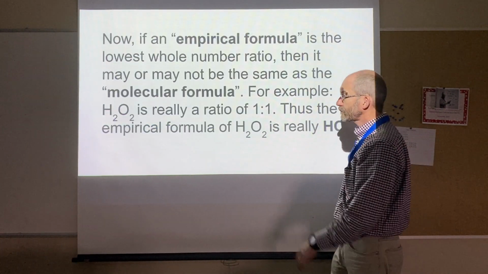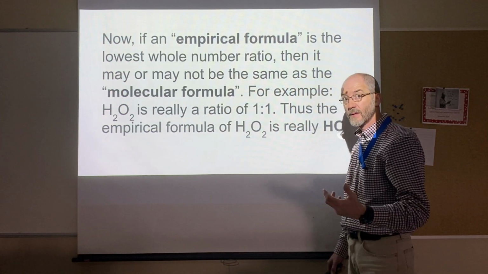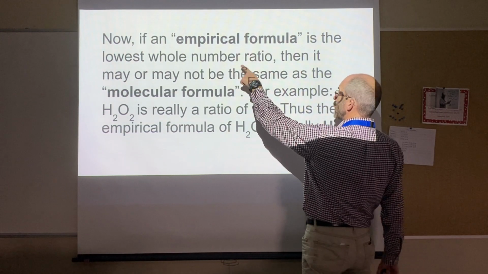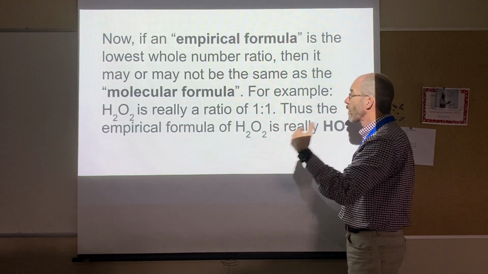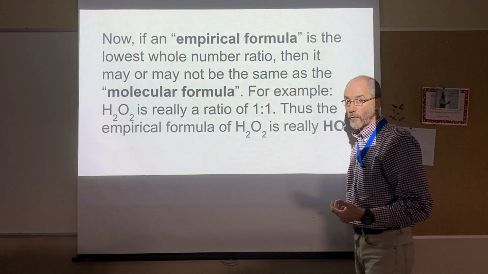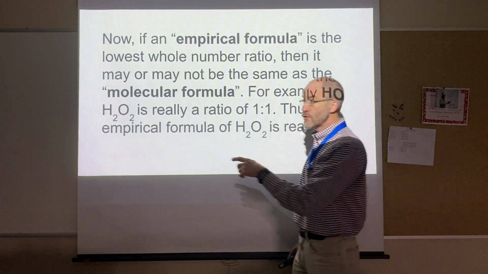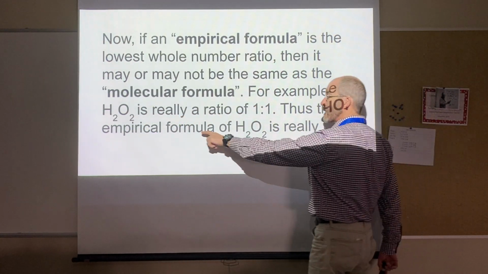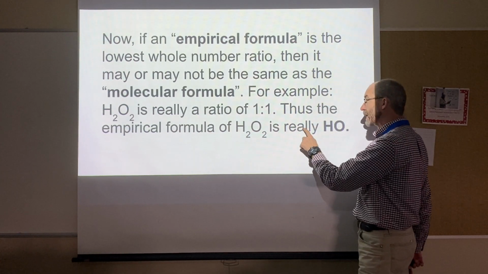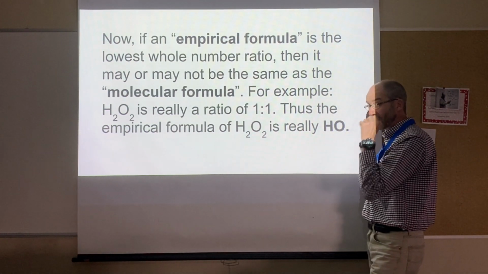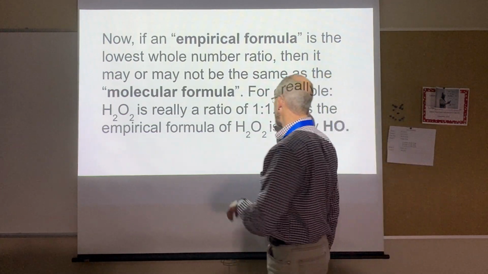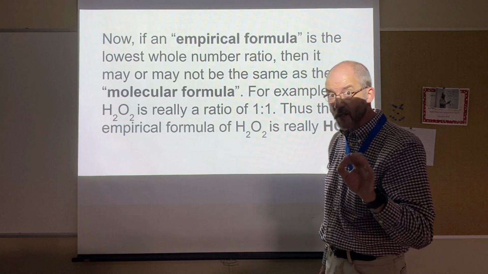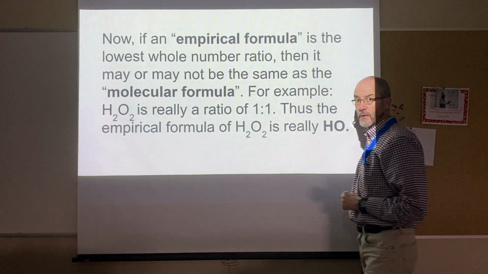All right, now, read this slide with me. Stick with me. Think. You can do it. Now, if an empirical formula is the lowest whole number ratio, then it may or may not be the same as the molecular formula. For example, H2O2 is really a ratio of 1 to 1. Thus, the empirical formula of H2O2 is really HO. Now think about this, because if H2O2 was the molecular formula of hydrogen peroxide, that's not the lowest whole number ratio.